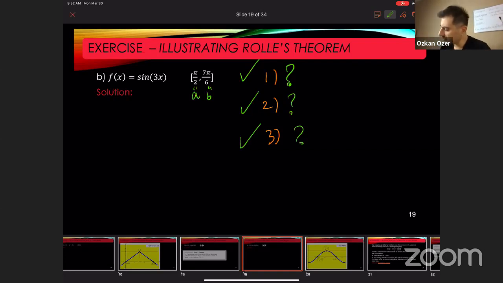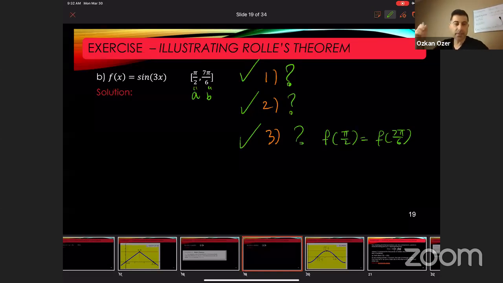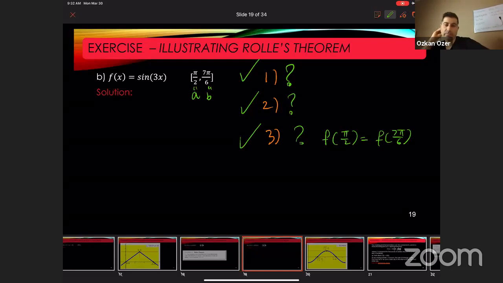And for number 3, you can in fact use your calculator, right? F of pi over 2 equals f of 7 pi over 6. Use your calculator to verify this condition, or use the unit circle. Okay. To answer the differentiability question, again, you should be able to take the derivative of the function. But you have to show me that f is differentiable, means f must have the derivative everywhere on this interval, pi over 2 and 7 pi over 6.